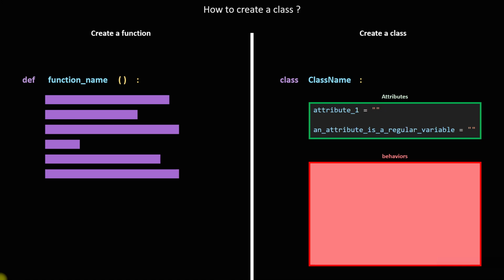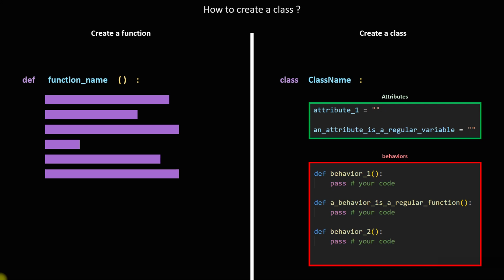Now we will add the behaviors, and these are the behaviors. The first behavior is called behavior number 1, and the second is behavior number 2. A behavior is a regular function. And yes, it is. A behavior is a regular function, but functions are called behaviors because they are inside a class, though they are actually functions. And this is everything about how to create a class.